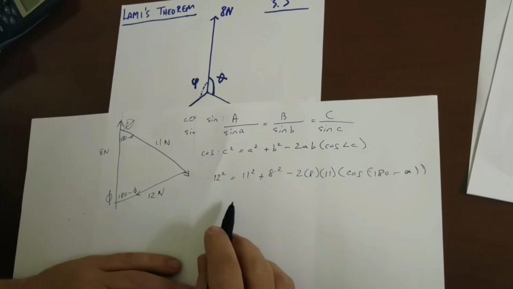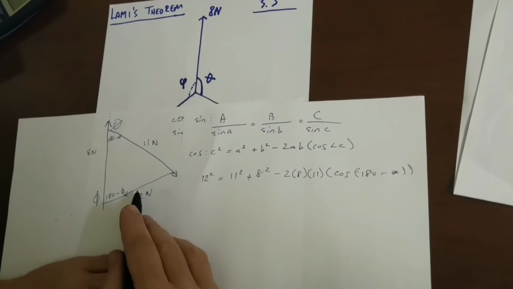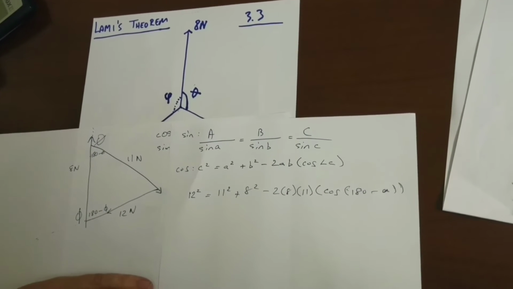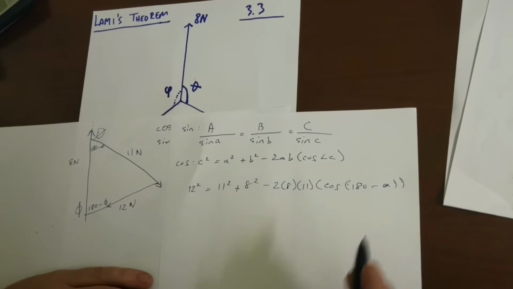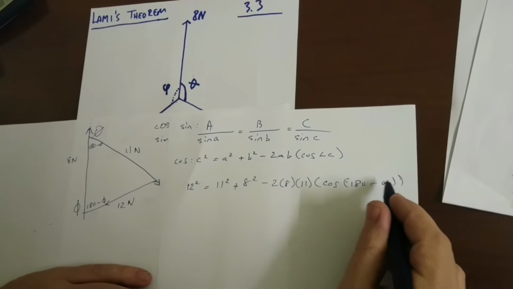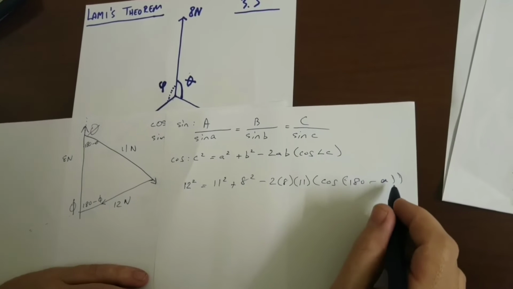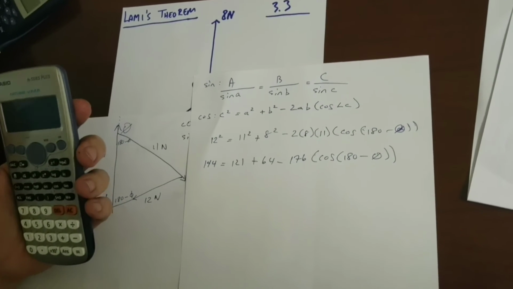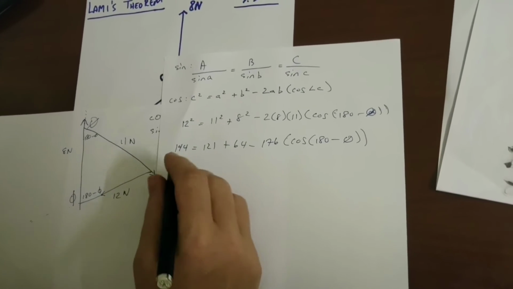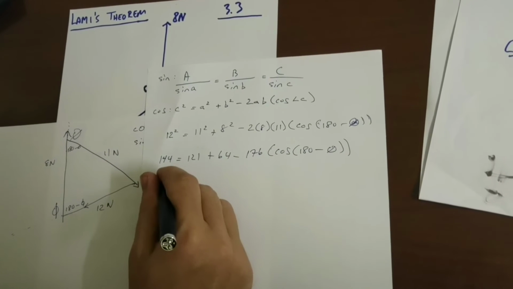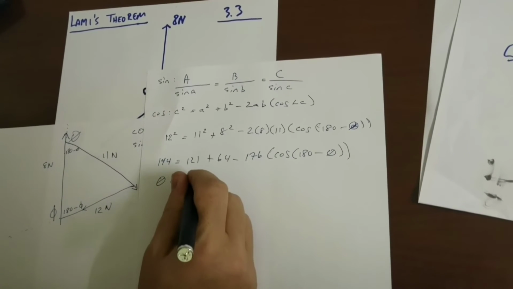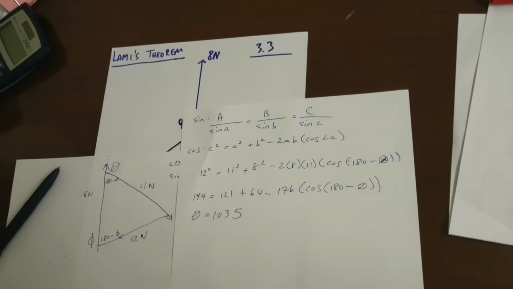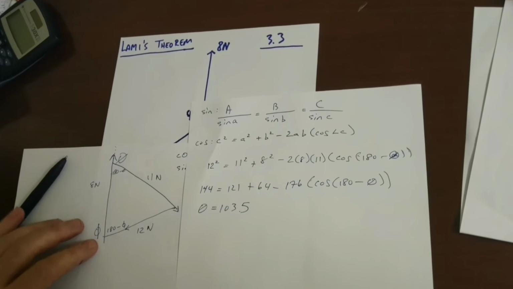Okay, so here's the formula. I just put in the values. I used 12 to be C, and I'm sorry if it got a little sloppy. Then we just solve it for theta. That's supposed to be theta. I know it looks ugly. And we're going to see what we get. Okay, so we do a lot of trigonometry and we find out that theta is equal to 103.5.